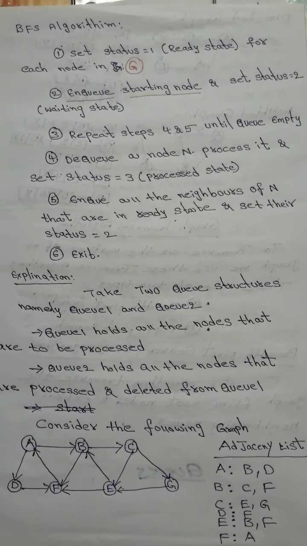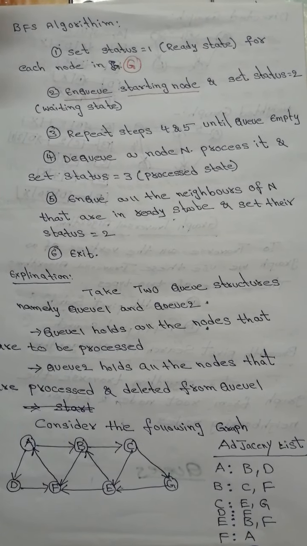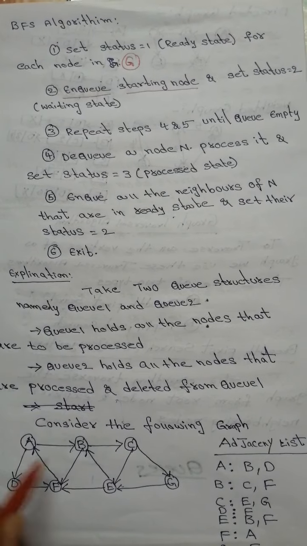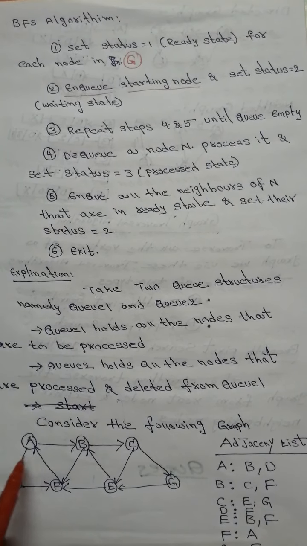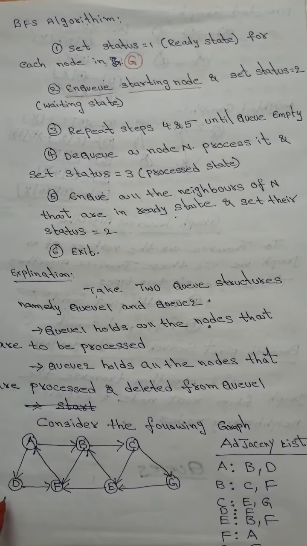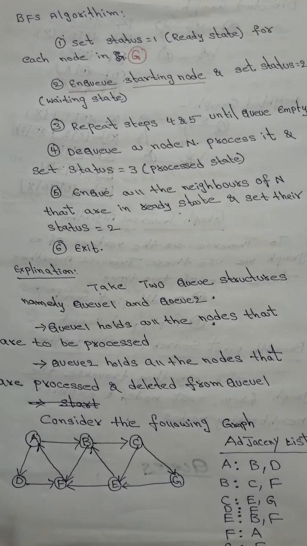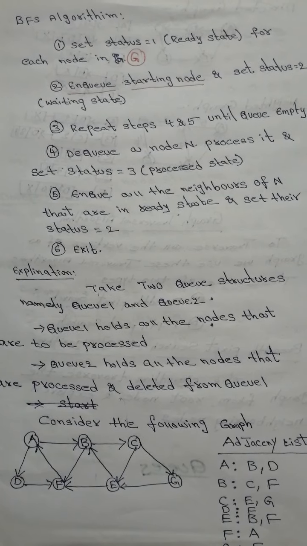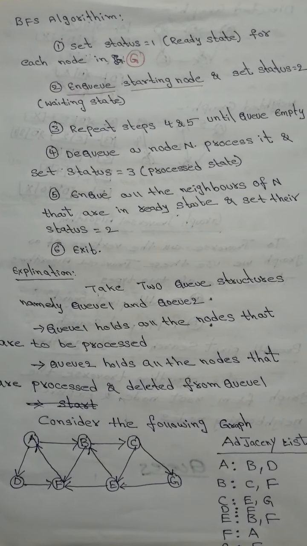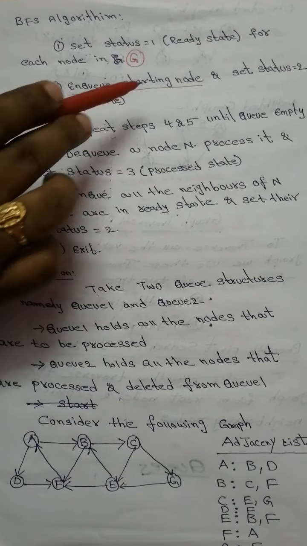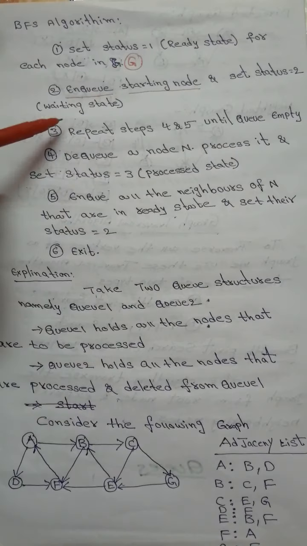So it is a traversed node. Now I traversed from A. I need to move to another location. Either I may move to B or I may move to D. So now move the adjacent nodes into the queue. The starting node's status is moved to the waiting state.